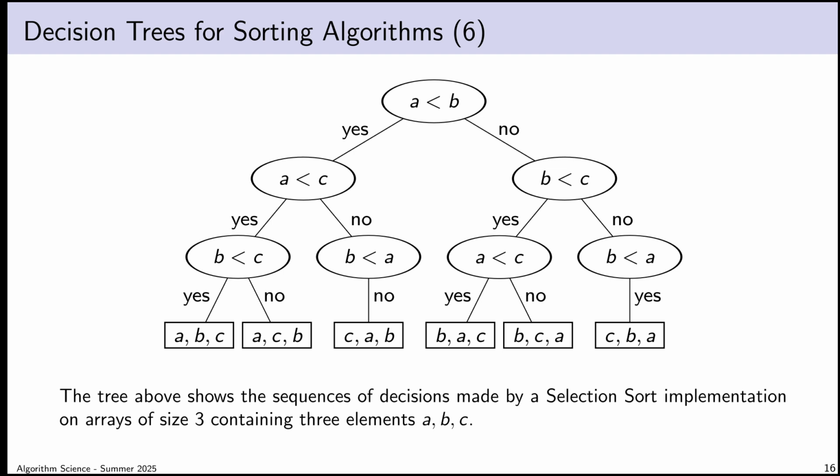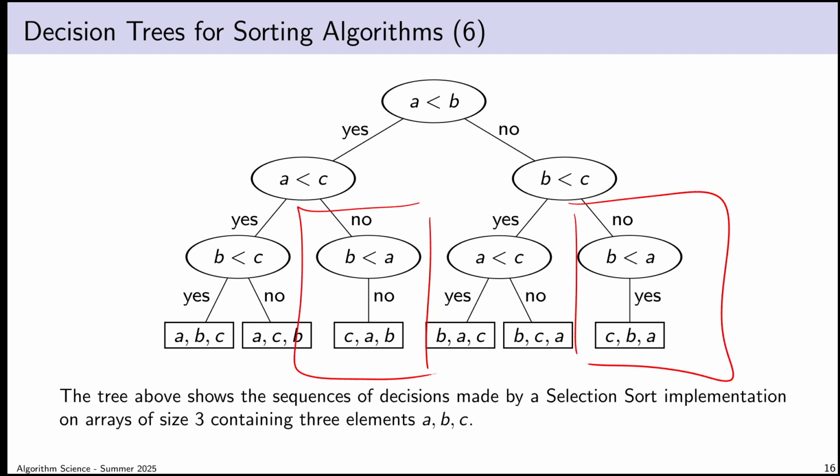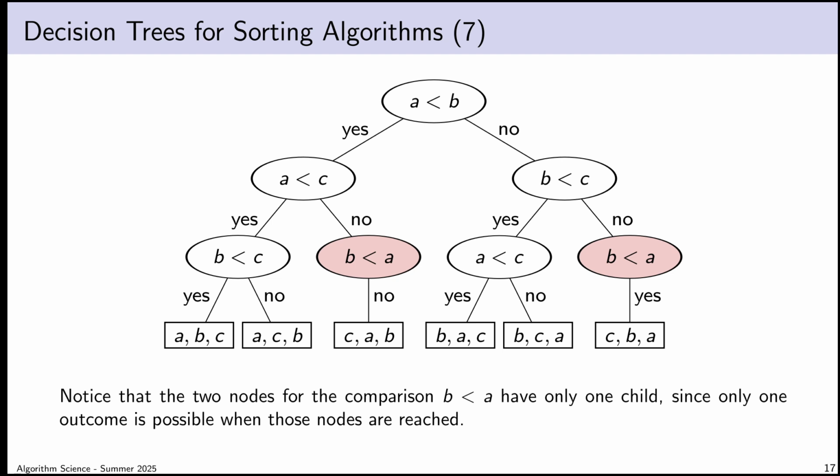And we notice there are these 2 nodes that look a bit weird. They only have 1 child. And what that tells us is that this question wasn't necessary. I don't actually need to ask if B is less than A, because there is only 1 possible answer. So asking the question was a waste of time. And so you could sort of think of this as a degenerate case.